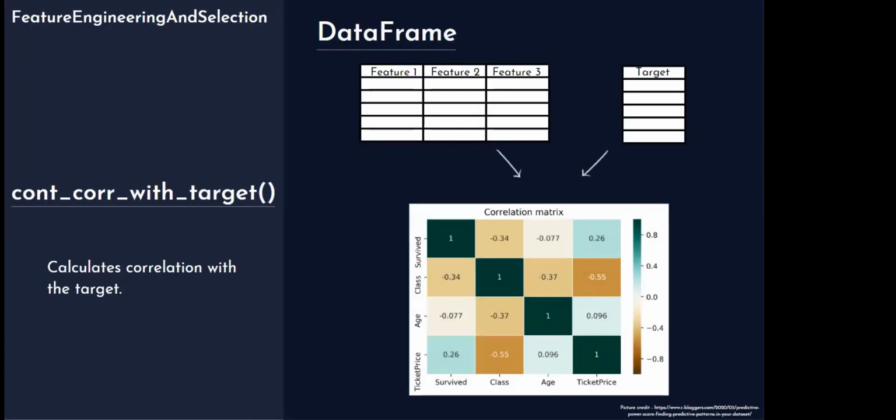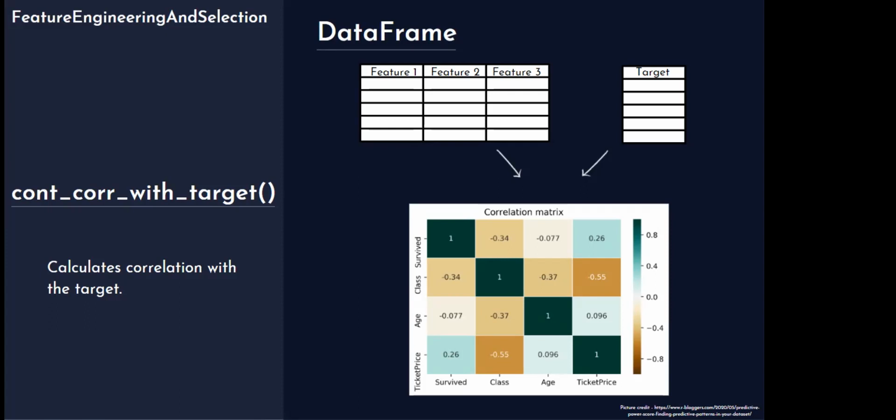Next is continuous correlation with target. As I said before, the correlation with the features also relates to the target. We only change the threshold value to 0.30. If it is above 0.30, then we will remove the feature.